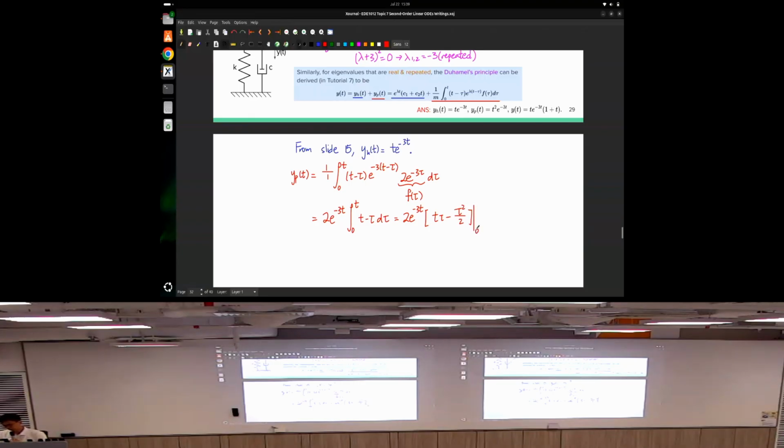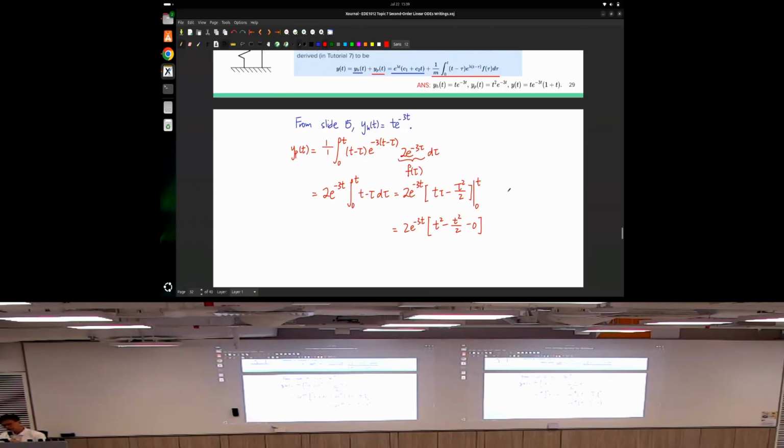Put in the limits. Your final solution will be 2e to the minus 3t multiplied by t squared minus t squared over 2, then minus 0. You sub in 0, and it's going to be 0 for both terms. So the solution is simply t squared over 2 times 2e to the minus 3t. Clearly it will give you t squared times e to the minus 3t. That's your particular integral.